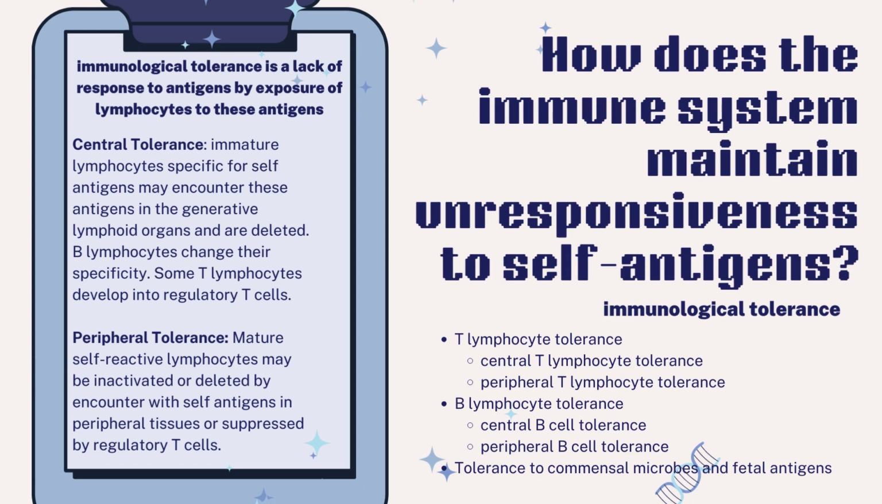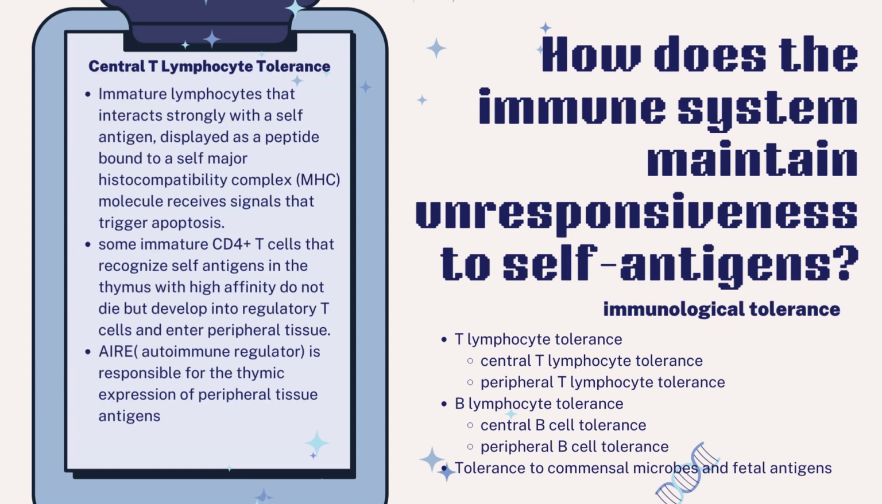In central tolerance, immature lymphocytes specific for self-antigens may encounter these antigens in the generative lymphoid organs and are deleted. B lymphocytes change their specificity. Some T lymphocytes develop into regulatory T cells. In peripheral tolerance, mature self-reactive lymphocytes may be inactivated or deleted by an encounter with self-antigens in peripheral tissues or suppressed by regulatory T cells.